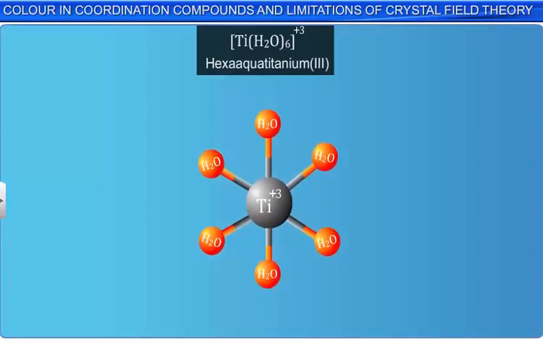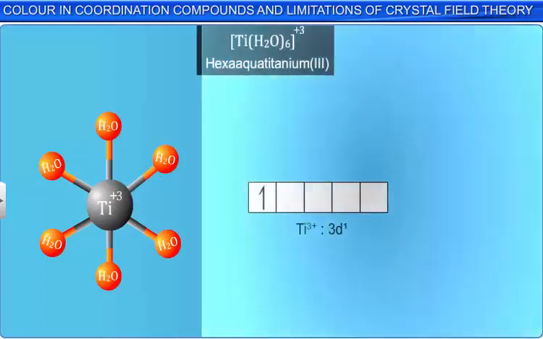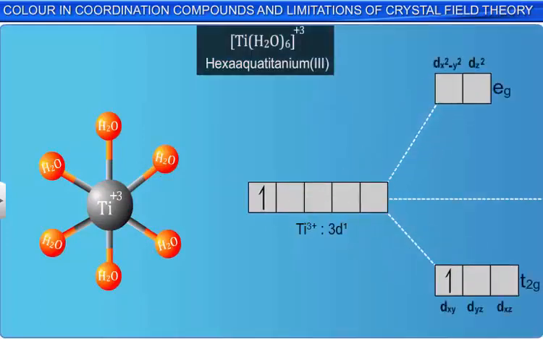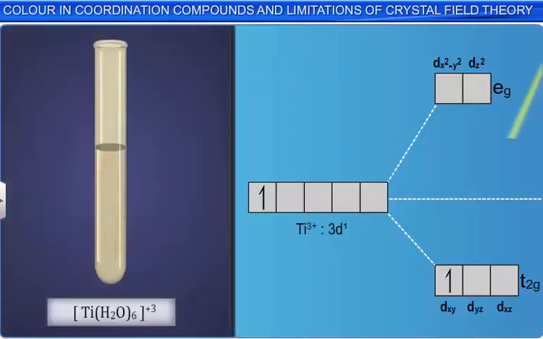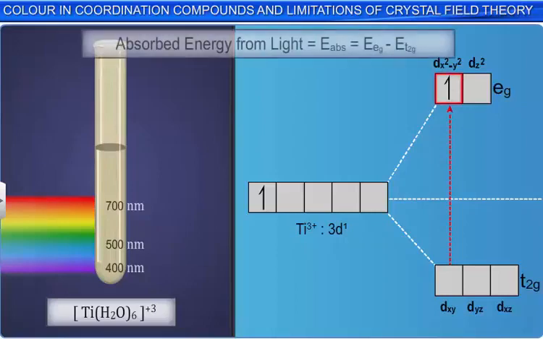When light passes through a solution of this complex, the electron in the lower t2g level is promoted to a higher eg level by absorbing light with energy equal to the energy difference between the t2g and eg levels. In this case, it absorbs energy corresponding to the blue-green region. As white light minus blue-green light gives purple color, the complex appears purple.